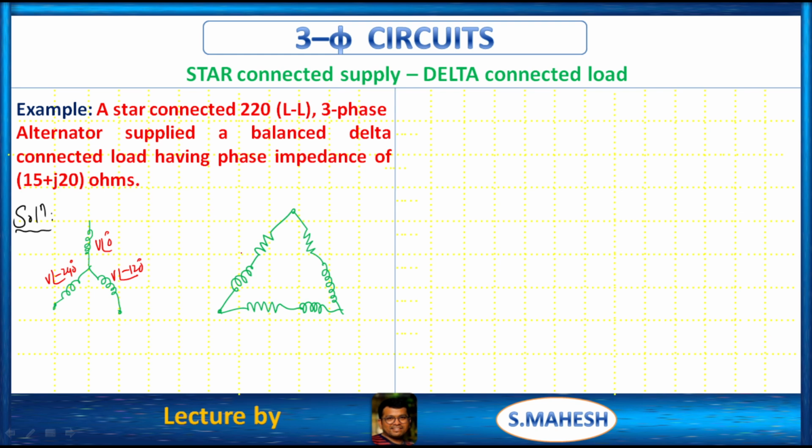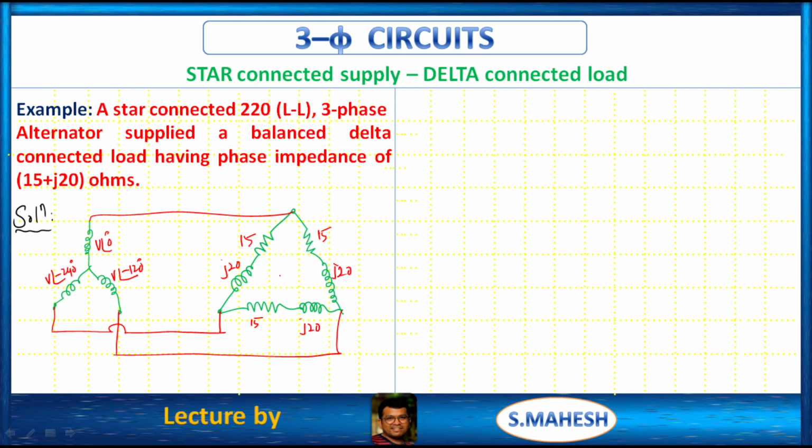This is 15, this is j20, 15, j20, 15, j20. We have a connection from R to R, Y to Y and B to B. This is the star connected supply system and this is the delta connected load system.